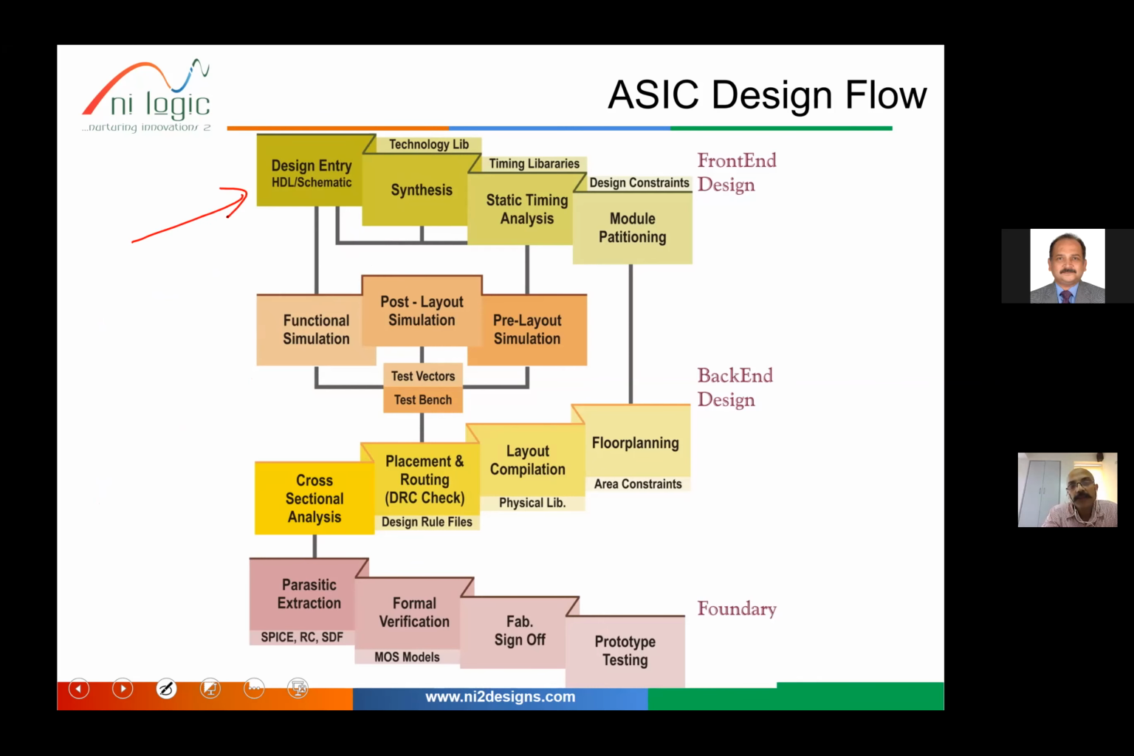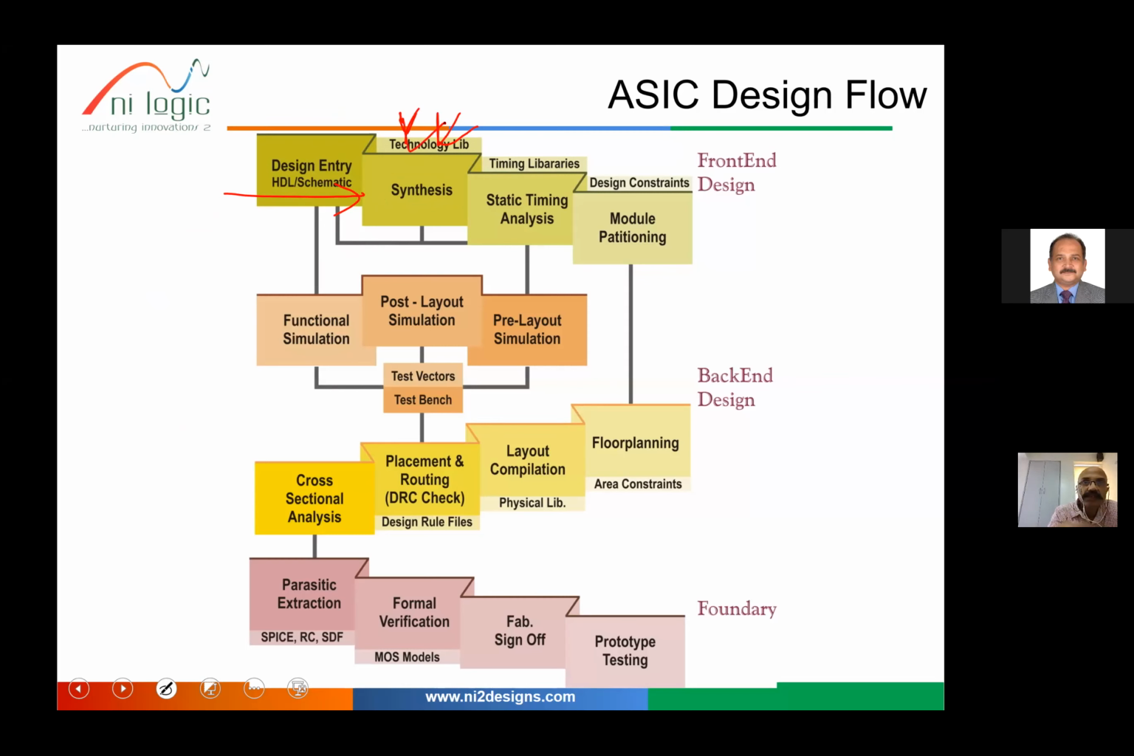Once you do a design entry, the design is converted into a gate level netlist by a process known as synthesis. Synthesis is a process by which you convert your design entry to a gate level netlist. Netlist means an interconnection of the components, or a conversion of a higher level description into a lower level description. Note that the inputs to the synthesis block are two. One is your design file, which needs to be synthesized or converted, and another input is your technology library.